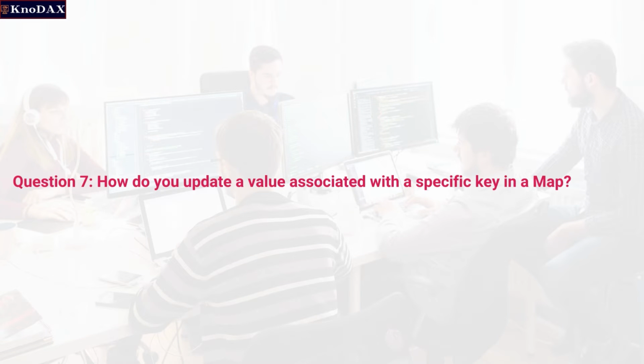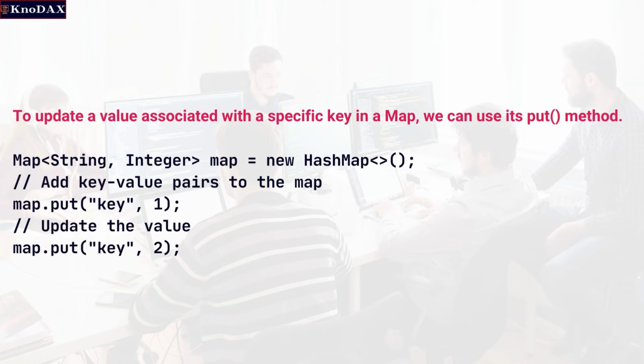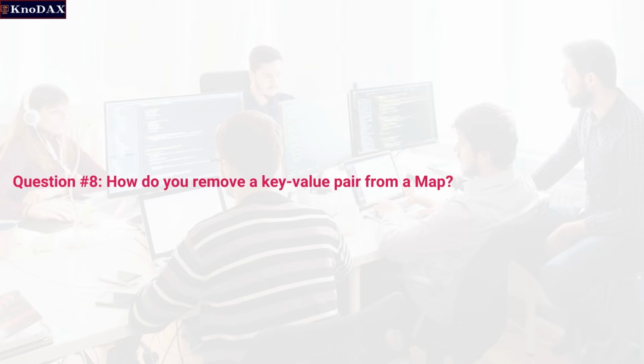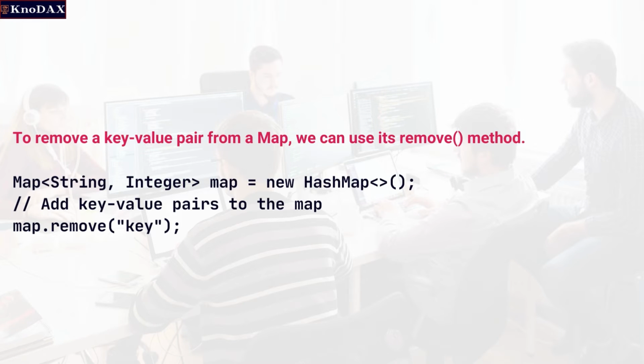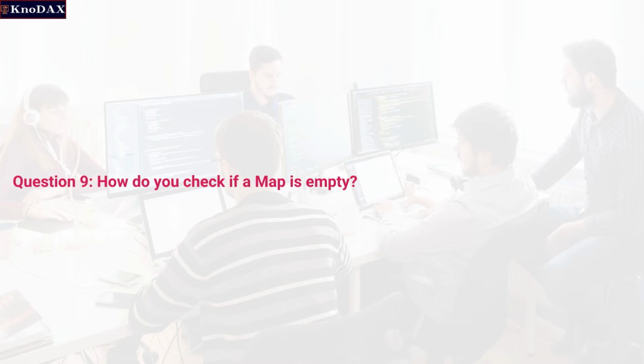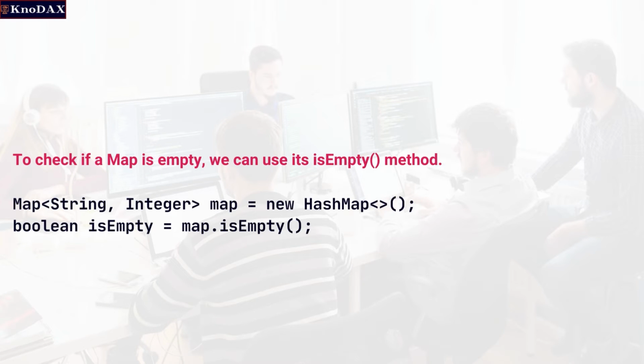How do you update a value associated with a specific key in a map? To update a value associated with a specific key in a map, we can use its put method. How do you remove a key-value pair from a map? To remove a key-value pair from a map, we can use its remove method. How do you check if a map is empty? To check if a map is empty, we can use its isEmpty method.